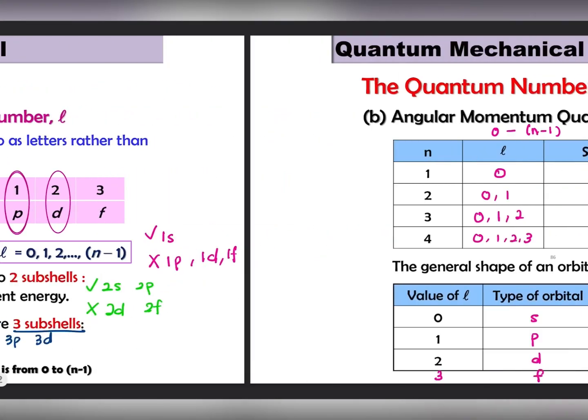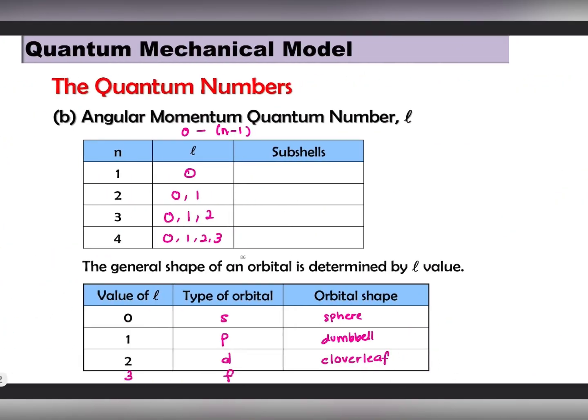Okay, so let's fill in the blank. Ini kita dah belajar. You can just fill in straight away. So, if you have n equals 1, L will be 0. N equals 2, it will be 0 and also 1. 1 ini adalah maximum because n minus 1. 2 minus 1 equals 1 lah. Okay. Sama jugalah untuk yang lain, 3 and 4.